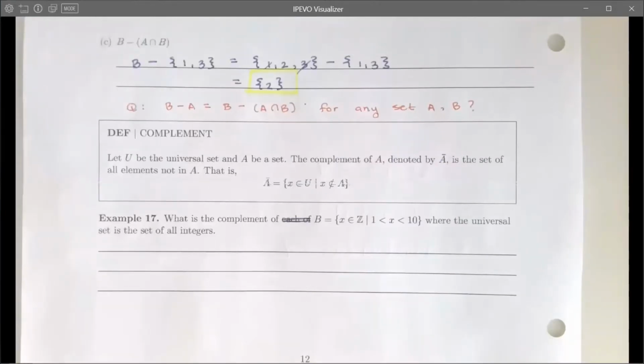Okay, what about complement? All right, so here's another operation. We're going to let U be the universal set, meaning it's the set of all possible elements over which A is going to be defined, and A is the smaller set. We say that the complement of A, which is denoted as A bar, is the set of all elements that are not found in A. I apologize that my printer didn't print this very nicely. We'll try to go over it.